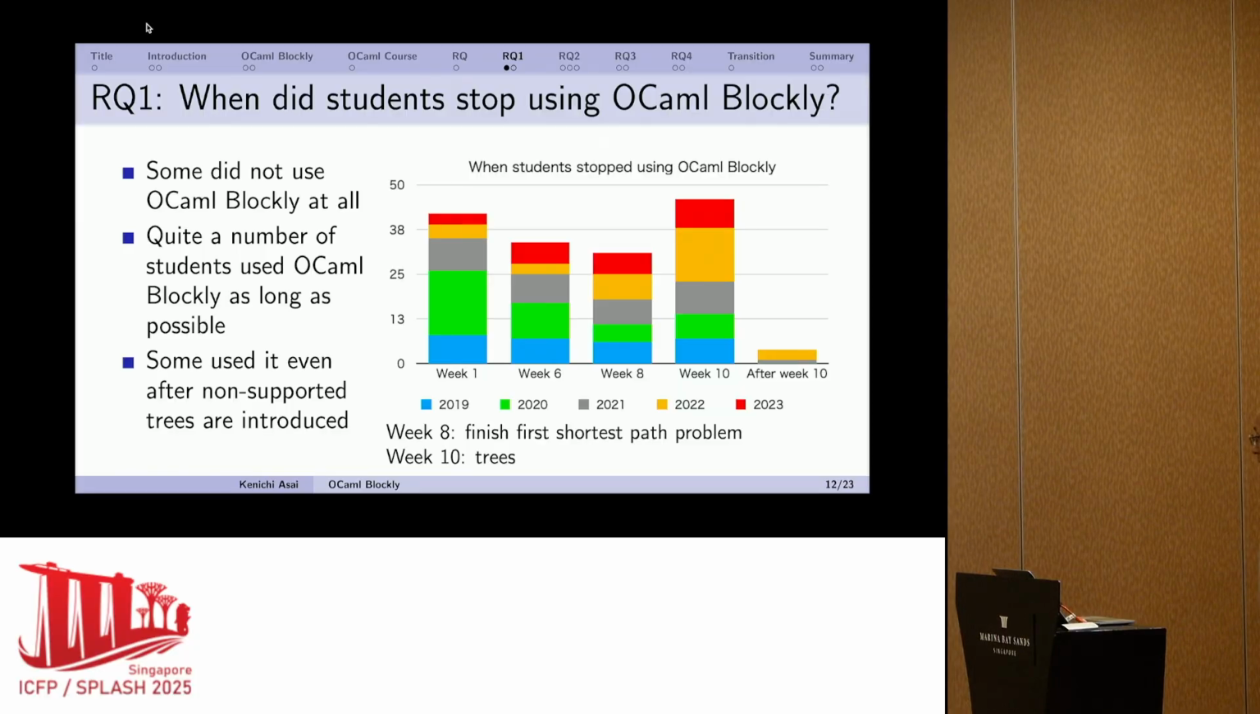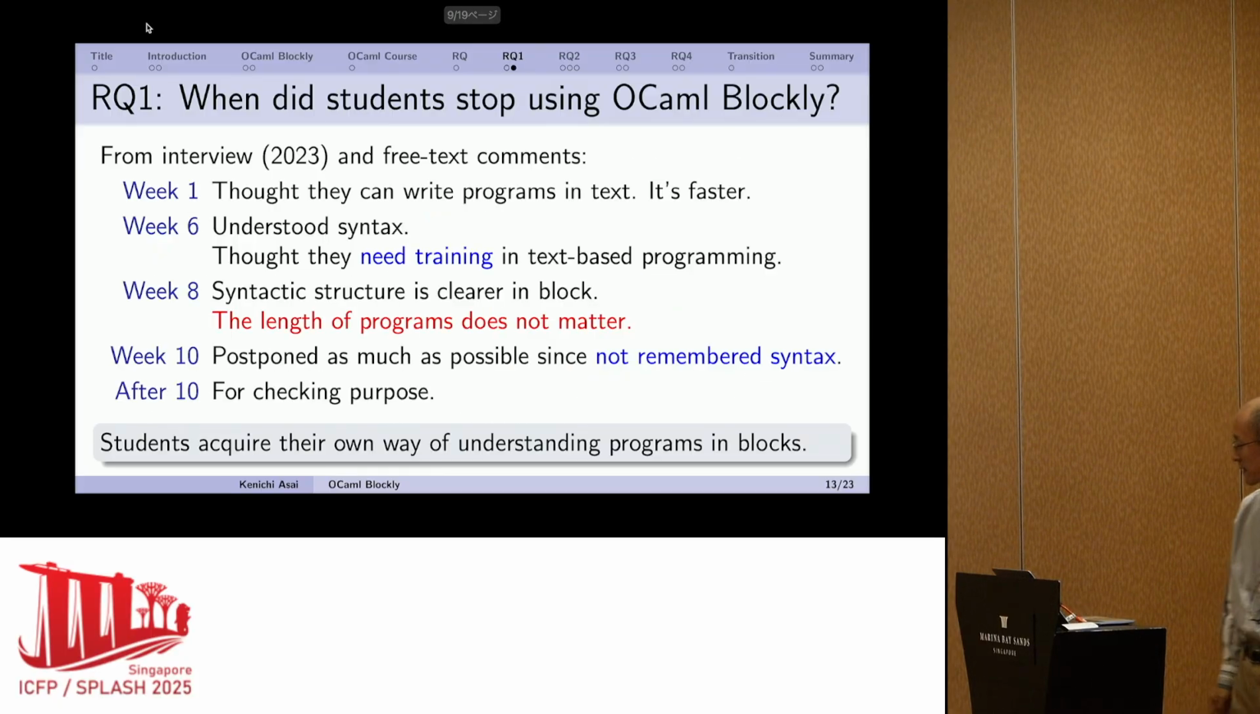So when did students stop using OCaml Blockly? Some students did not use it at all, and some students abandoned it after several weeks when the program gets bigger. But rather surprisingly, quite a number of students used OCaml Blockly all the way to construct the shortest path problem for the Tokyo Metro network, before OCaml Blockly support ended. And in the free text comments, as well as in an interview I made with the students in 2023, they say something like that.